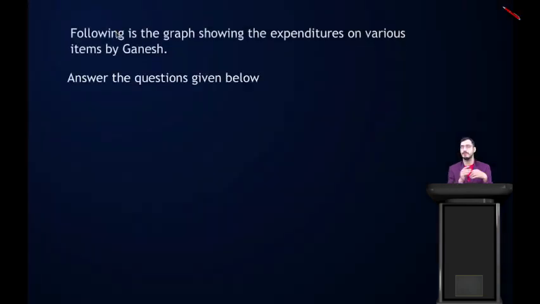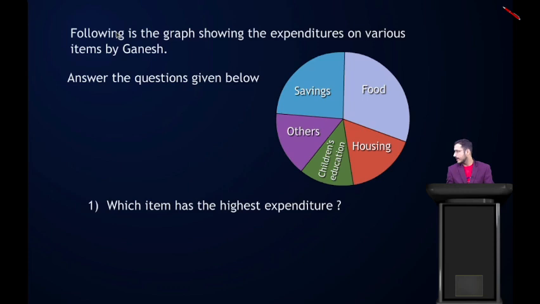Okay, now we have one more example here. The following is the graph showing the expenditure on various items by Ganesh. Answer the questions given below. Here you can see a pie chart: savings, food, others, children's education and housing. So which item has the highest expenditure? Can you tell me, students?